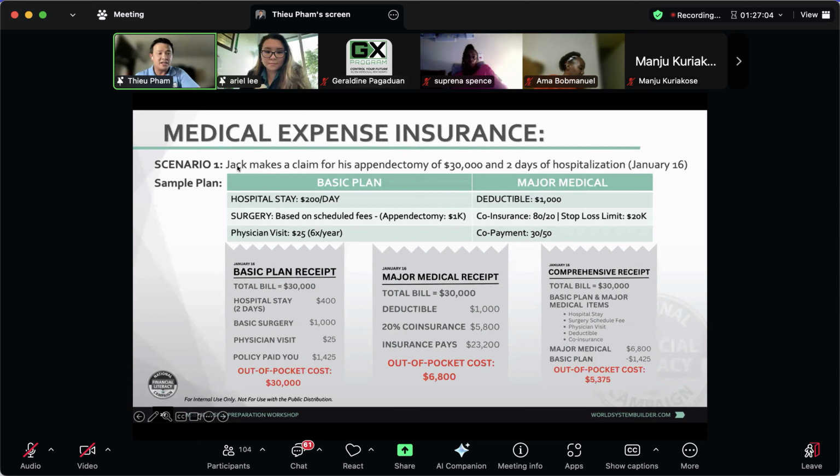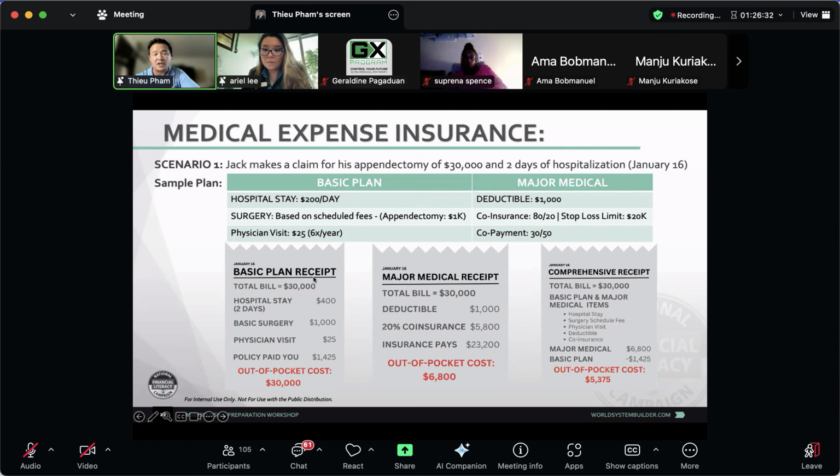Okay, let's go through it together. Jack makes a claim for his appendectomy of 30,000 and 2 days of hospitalization, on January 16th. So he has the basic plan. The hospital stay is $200 a day. The surgery benefit is $1K. The physician visit is $25, 6 times a year. So on the basic plan, if the total bill is 30,000, if he has just the basic plan.